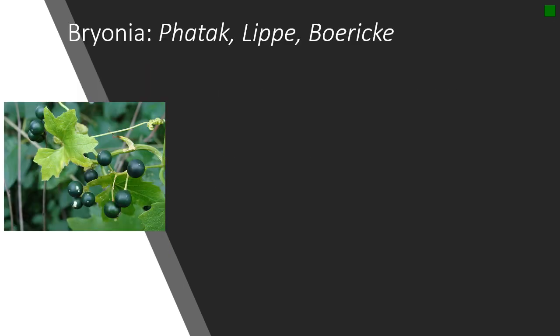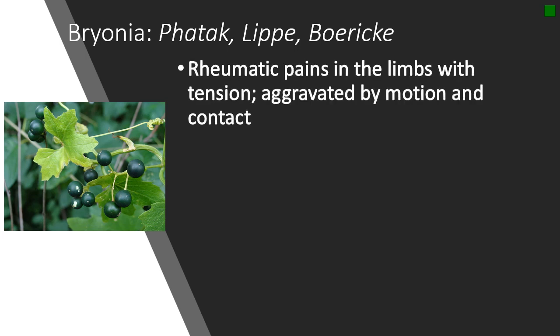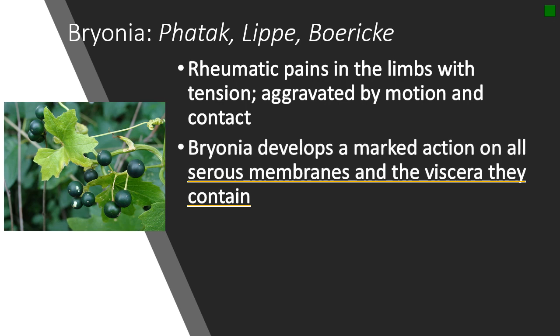Now let us look at Bryonia, which has been described as the analog by LUP3. Here's a summary from different sources, principally Pathak, LUP3 and Borkar. It says that Bryonia is effective in rheumatic pains in the limbs with tension, aggravated by motion and contact. Well, pretty close. Bryonia develops a marked action on all serous membranes and the viscera that they contain.